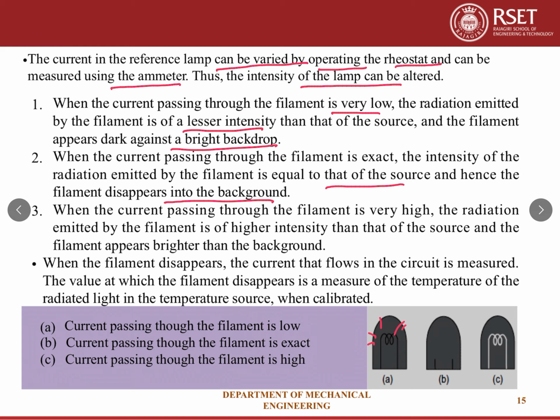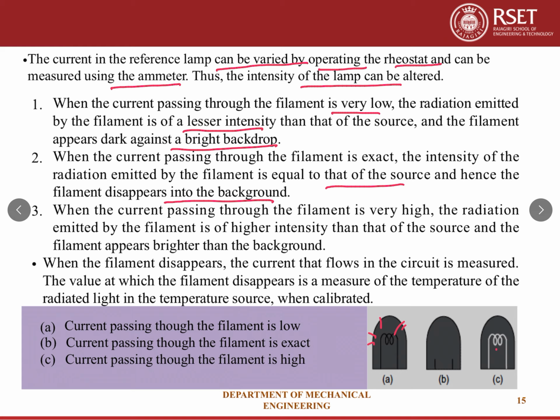When the current passed to the filament is very high, the radiation emitted by the filament is of higher intensity than that of the source, and the filament appears brighter than the background. It will be like this. Compared to the background, the filament will be brighter.